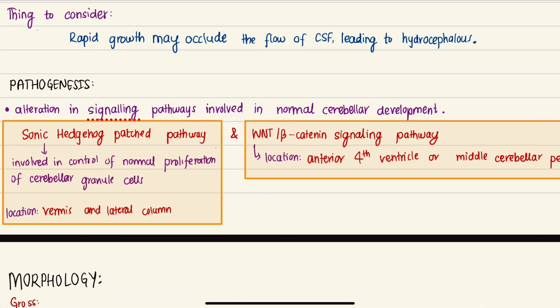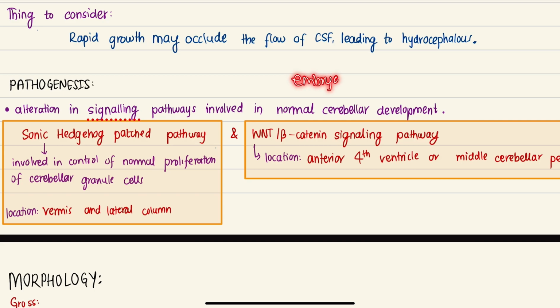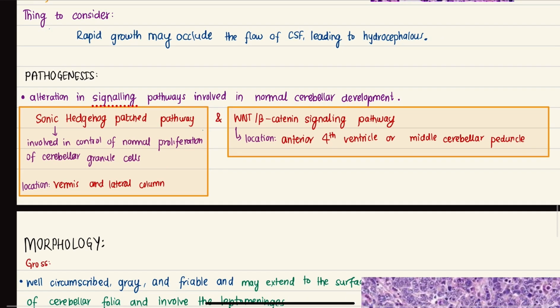Now let's move on to the pathogenesis. What are the factors responsible for the occurrence of medulloblastoma? The most common pathogenesis that we have diagnosed is that signaling pathways are involved. There is alteration in the signaling pathways involved in normal cerebellar development. These are embryonal tumors, okay? Don't forget, embryonal tumors seen in children. Especially the development of the cerebellum is hindered due to abnormalities, alterations, or mutations in these pathways, in the genes that help these pathways.